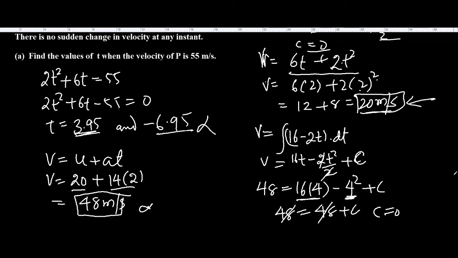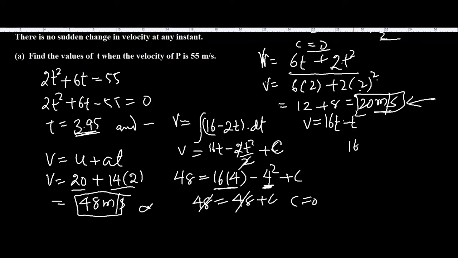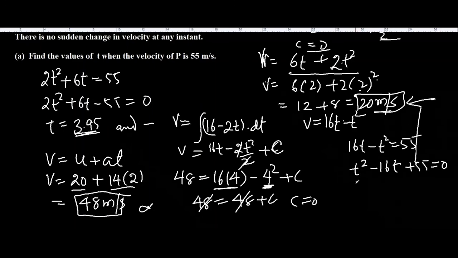So our equation for the final part remains v equal to 16t minus t square. So 16t minus t square equal to 55. That's our requirement in the third part. So let's bring everything to one side. So t square minus 16t plus 55 equal to 0. And if we use our calculator, the times we get are t equal to 5 and 11, and both are in our range of 4 to 16 seconds.